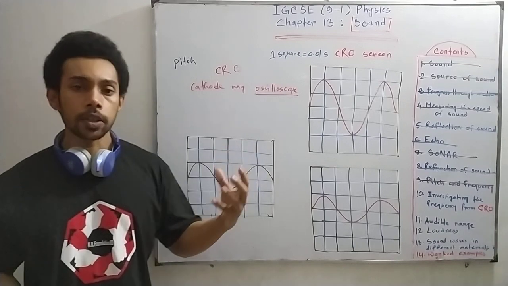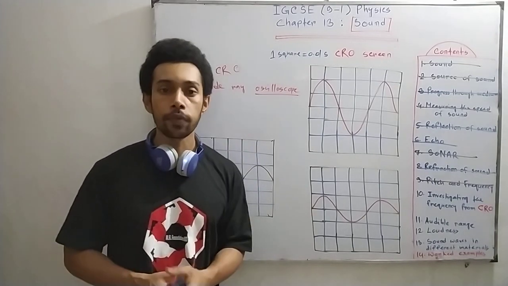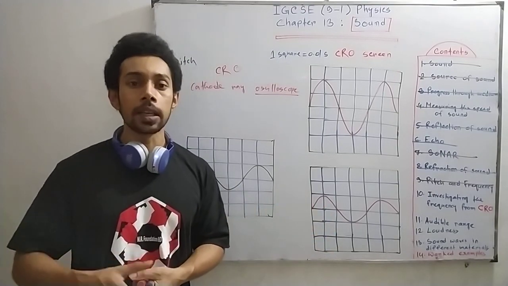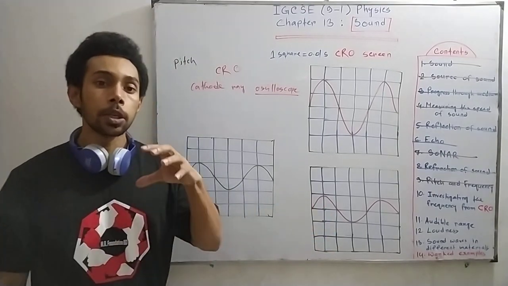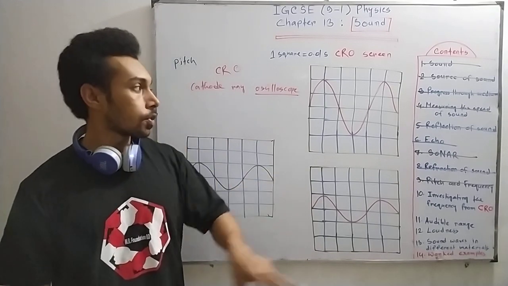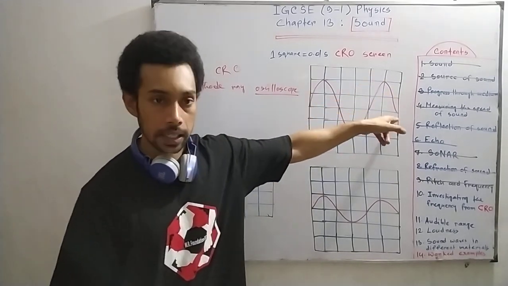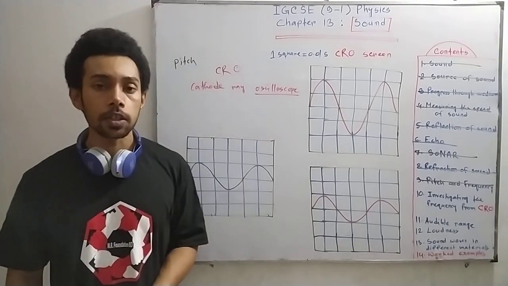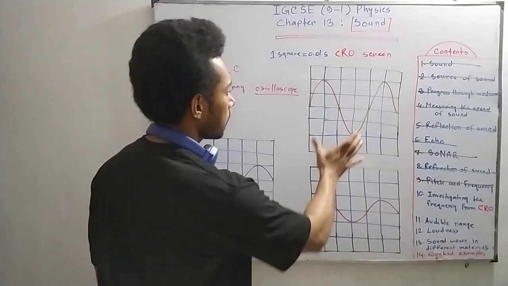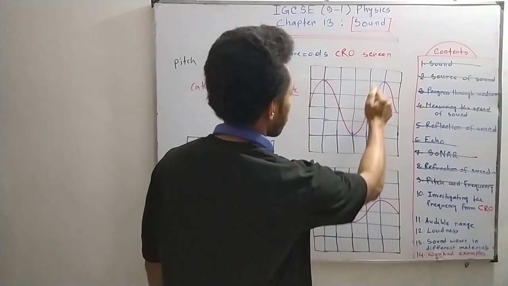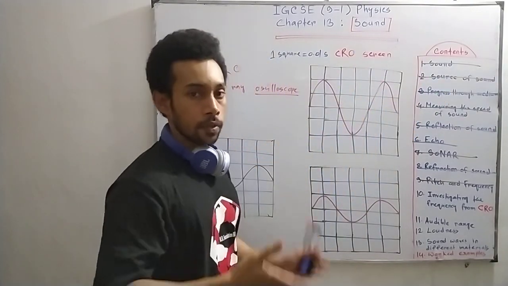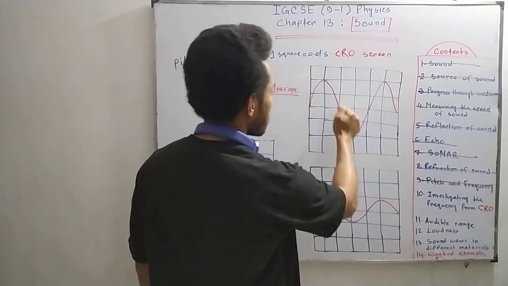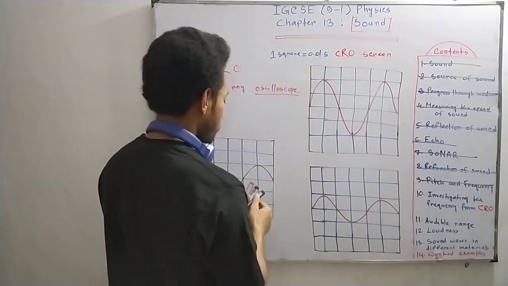How? First, connect the CRO with a microphone. The microphone detects the sound and converts it into an electrical signal. Then the wave is shown on the CRO screen as a transverse wave pattern. And from this pattern, you can investigate the frequency of the sound. For example, this is a CRO screen, and this is a trace of sound picked up by a microphone, then fed into the CRO. This is the trace of the sound wave produced.